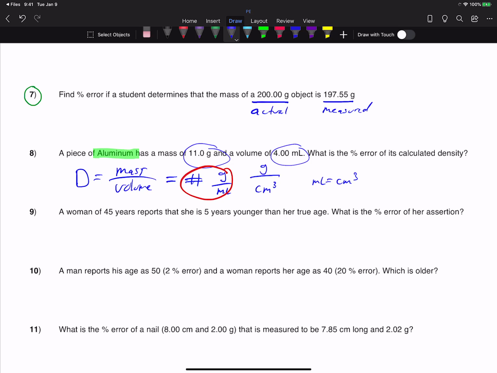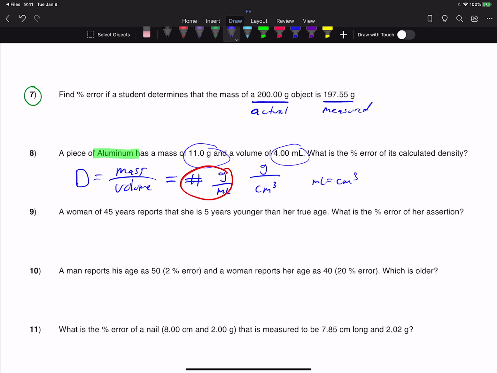In 9, a woman of 45 years, so she's actually 45 years old, reports that she is 5 years younger than her true age. So she says that she's 40, but she's actually 45. What is the percent error of her assertion? In 10, you have two people lying about their age, a man and a woman. You can see when the man says he's 50, that statement has a 2% error. When the woman says that she's 40, that carries a 20% error. You need to figure out which person is older.